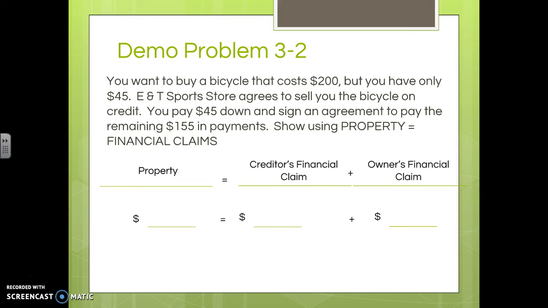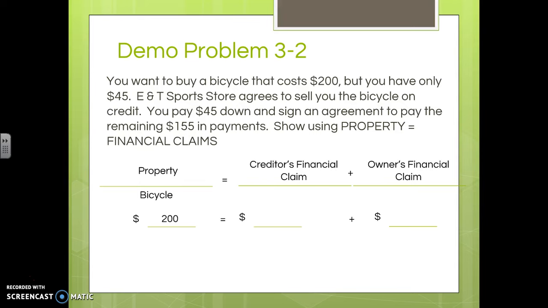The scenario is that you want to buy a bicycle that costs $200, but you only have $45. However, E&T Sports Stores is going to agree to sell you the bicycle on credit. You're going to pay the $45 down and sign an agreement to pay the remaining $155 in payments. You are going to show this in the grid down below by using property equaling financial claims. Property is the bicycle. The bicycle is valued at $200.